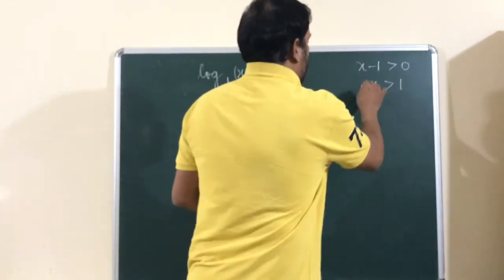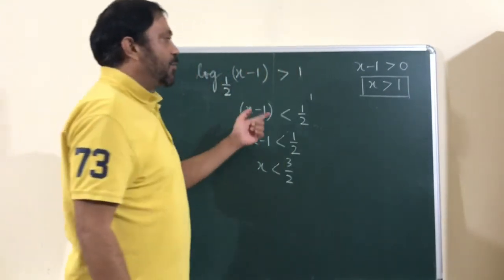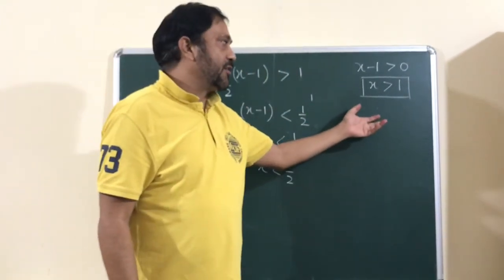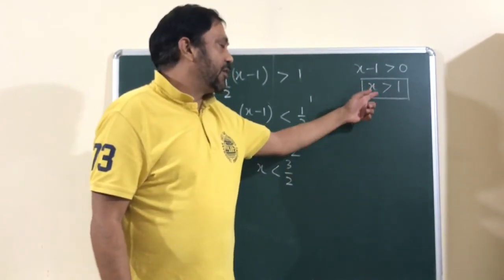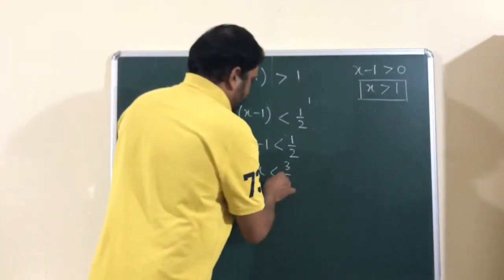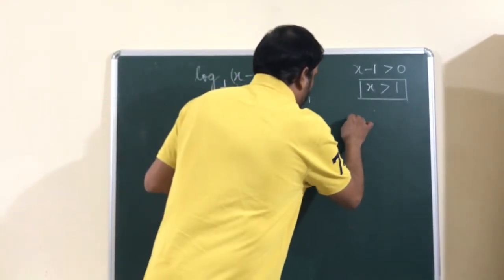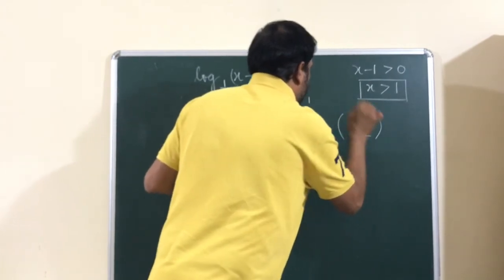Clear? And you have already restricted yourself. In the earlier problem, you were getting x is greater than 1 and x is greater than 3. So you took the values which are more than 3, automatically greater than 1. But here you have to be careful. You see that x is less than 3 by 2. So what values can you consider? 1 to 3 by 2, open interval. Well, this is our answer.